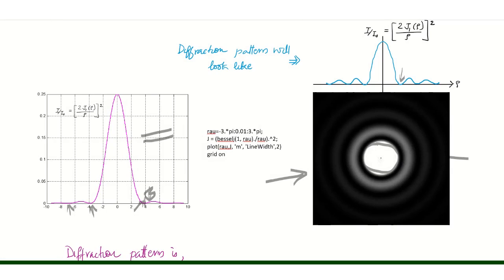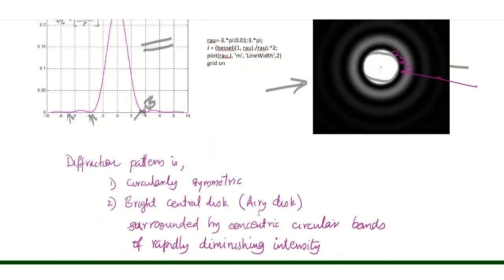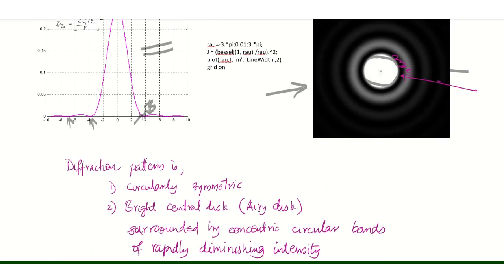Surrounded by a dark fringe here, this dark fringe, and then you have a less intense bright fringe, and so on. The diffraction pattern is circularly symmetric.